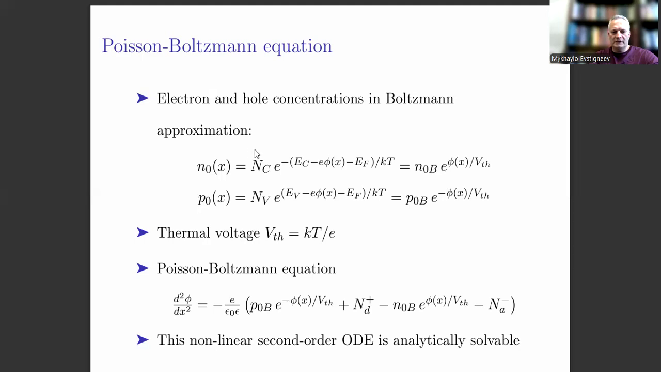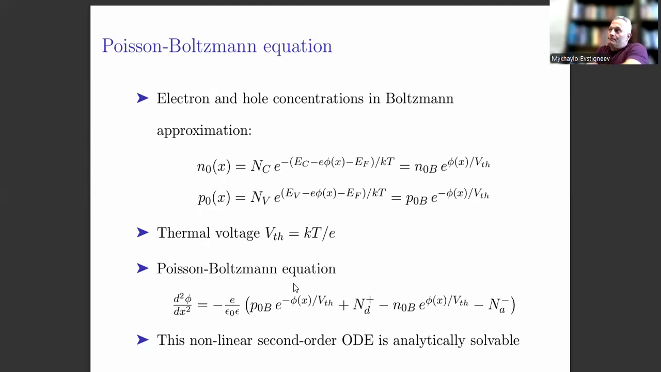All right, so with these expressions for the electron and hole concentrations, my Poisson-Boltzmann equation assumes this form that may look a little bit intimidating. It is a second order ordinary differential equation, with a second derivative with respect to x. It is nonlinear in the standard sense of the word. That is, the sum of two solutions of the Poisson-Boltzmann equation is not a solution of the Poisson-Boltzmann equation. The linearity property is not fulfilled.